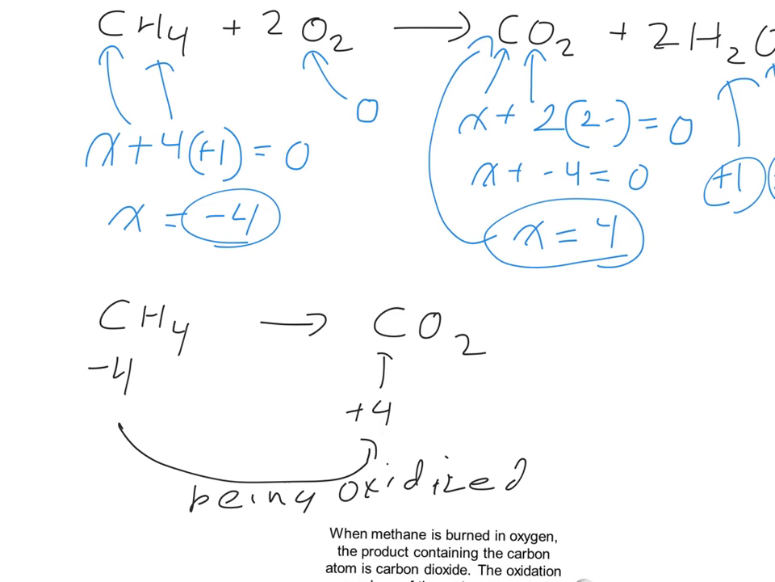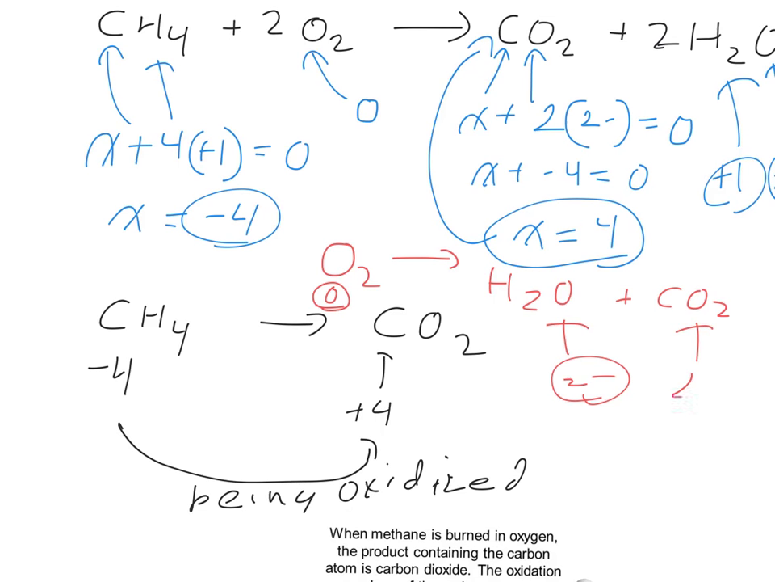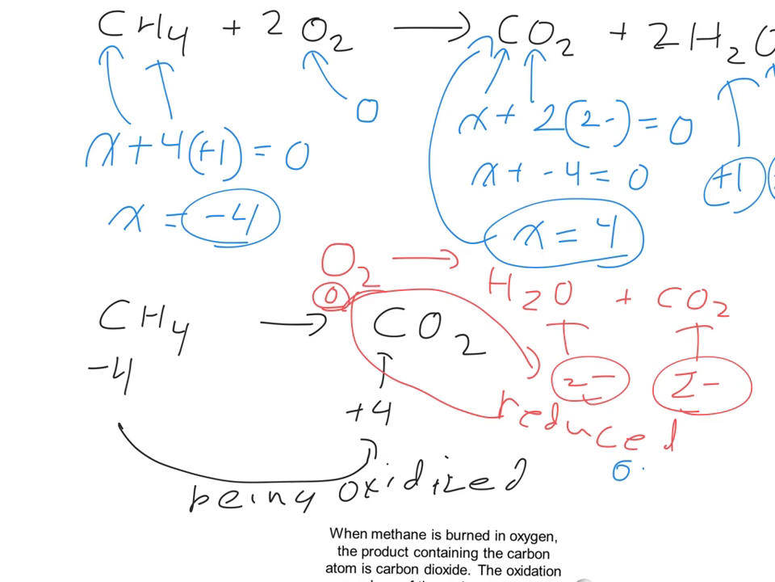So who's being reduced? Aha! Our oxygen. Look at our oxygen. Our oxygen went from a situation where it had no extra electrons, an oxidation state of 0, to a situation in water and in carbon dioxide where it had possession of 2 extra electrons. In other words, its oxidation state became more negative, or it was reduced. So our oxygen was reduced, making it, of course, the oxidizing agent.